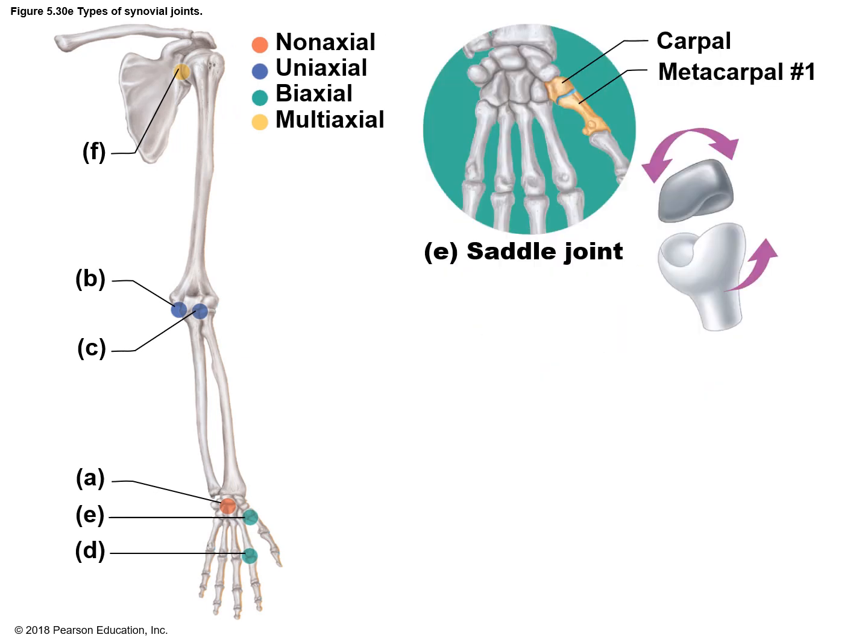In saddle joints, each articular surface has both convex and concave areas, like a saddle for a horse. These biaxial joints allow essentially the same movements as condylar joints. The best example of a saddle joint are the carpometacarpal joints of the thumb, which are responsible for the opposable thumb.